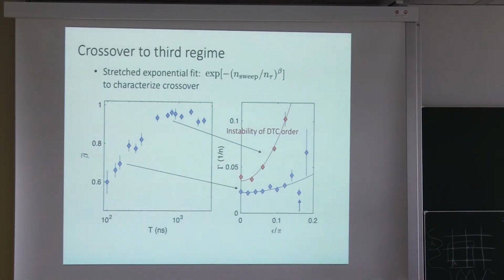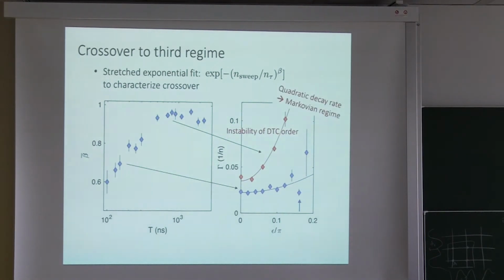We initially required the DTC phase to be robust against perturbation, and also the lifetime to be robust against perturbations. So if you see that as the perturbation is changed, the decay rate drastically increases, this regime can no longer be called a time crystal.